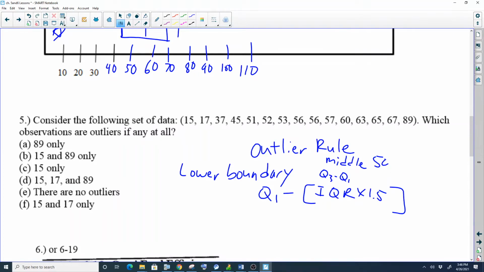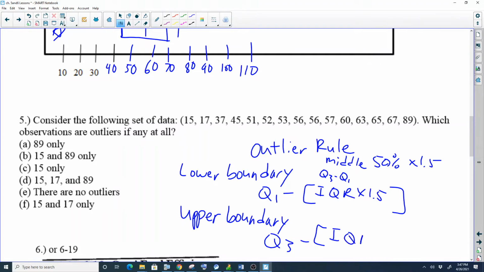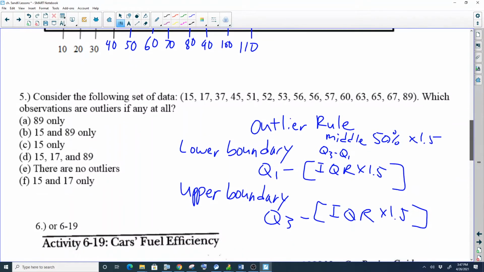And then you're going to times it by 1.5 there. Okay, so that's the lower boundary, to help us know if we have any lower outliers or not. And then the upper boundary is actually going to be Q3 plus, again, the same thing, the IQR times 1.5. Nice. And so that's going to be our upper boundary and our lower boundary.